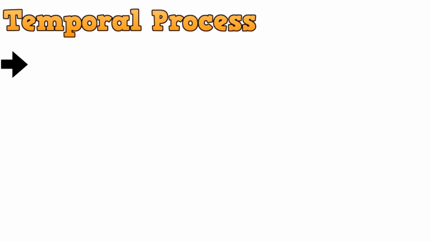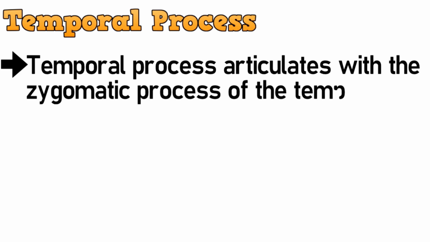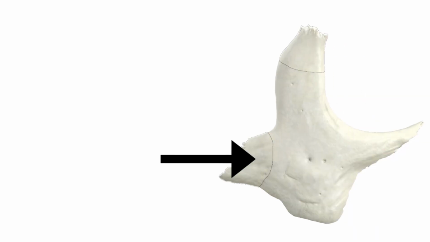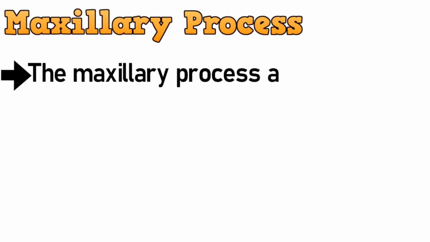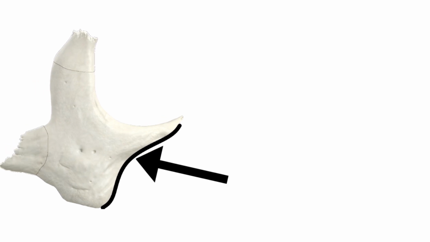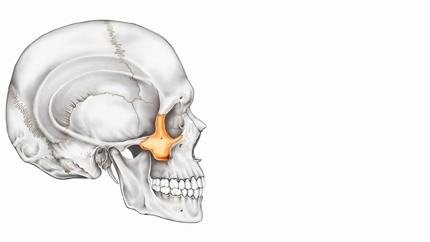Next, we will discuss about the temporal process. Temporal process articulates with the zygomatic process of the temporal bone to form the zygomatic arc. Let's have a look. This is the temporal process, and this is how it forms the zygomatic arc. Lastly, we have the maxillary process. The maxillary process articulates with the maxilla. Let's have a look. This outlined process is the maxillary process, and this is how it articulates with the maxilla. Let's have a look at all the processes.